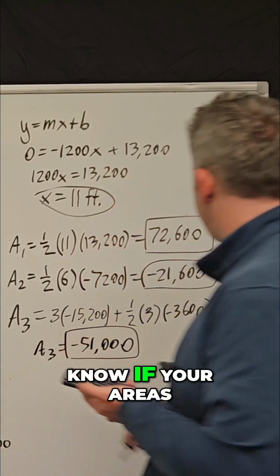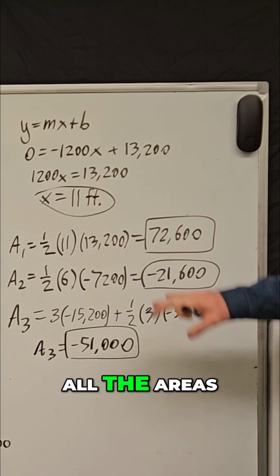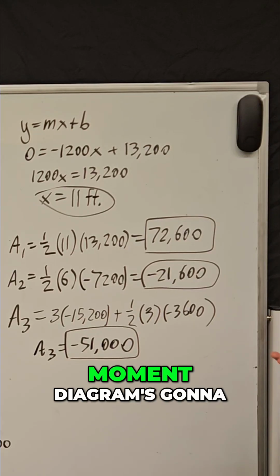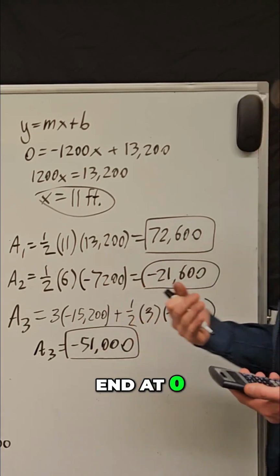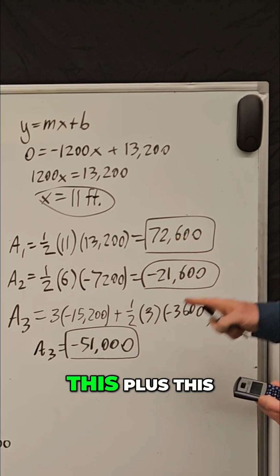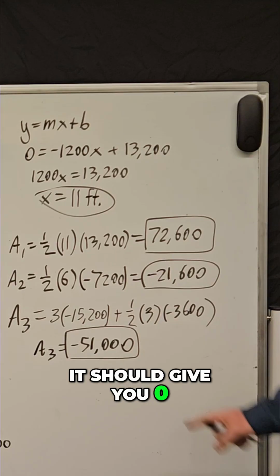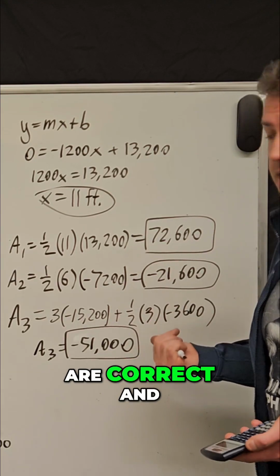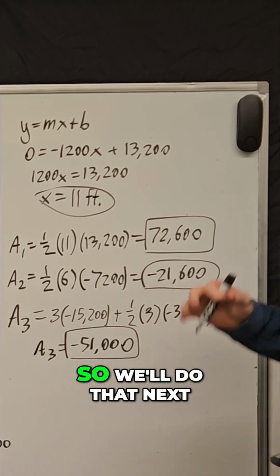And a good way to know if your areas are right is all the areas should add up to 0, because your moment diagram is going to start at 0 and end at 0. So if you do this plus this plus this, it should give you 0. We're right on. So these areas are correct, and I know my moment diagram is going to look good. So we'll do that next.